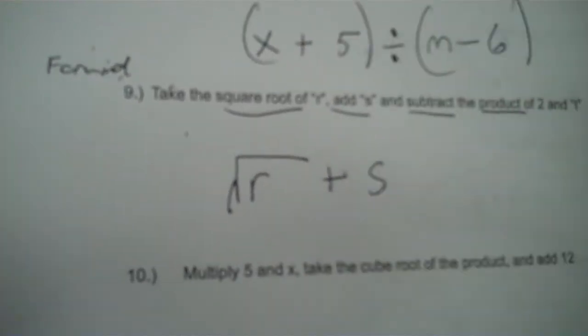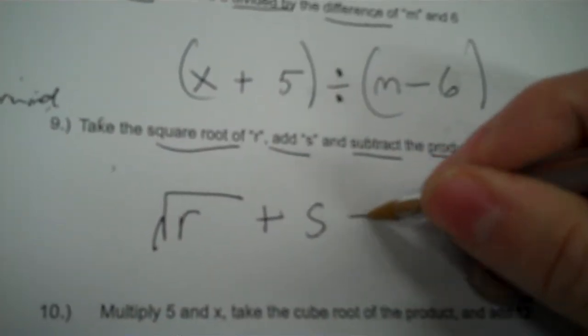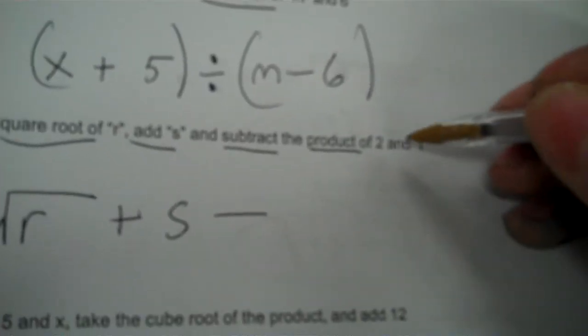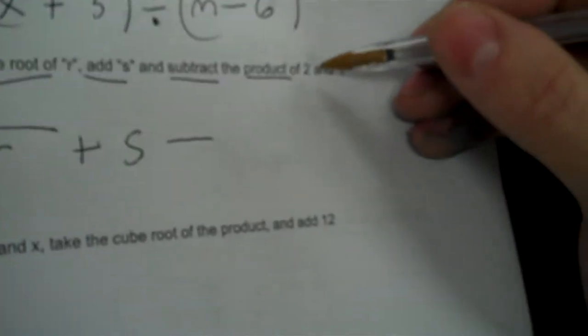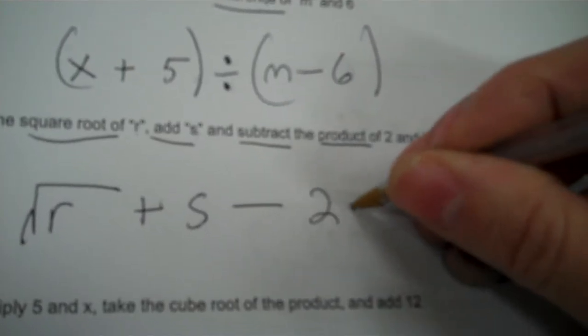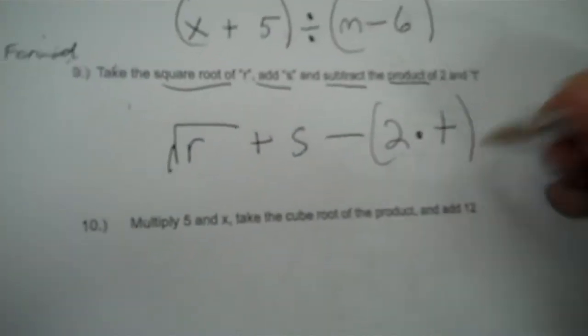Then add. Now you're going forward, so plus s, subtract, so minus. Then it's a little bit confusing, and then I get to product. Well, what would you minus? The only thing, you've already written r, you already wrote s, so it'd be 2, and the product times, and then t. Now, do any of those words represent parentheses? Square root does not. Add, nope. Subtract, nope. Product certainly does, so we need to put that in parentheses.